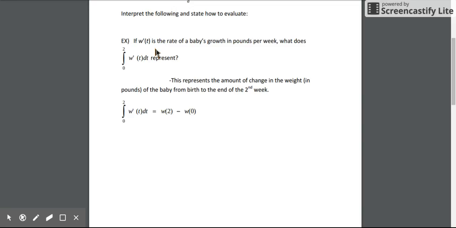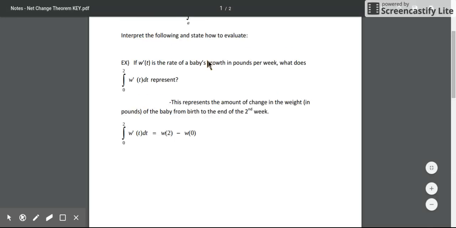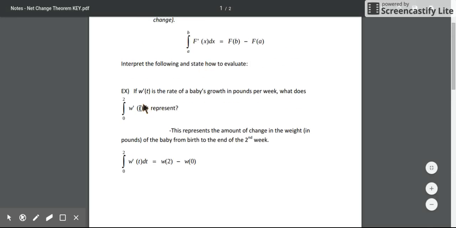So in this first example, if the rate of change of a baby's growth measured in pounds per week is represented by this, then what does this represent? Well, this represents the integral of the rate of change. So it'll be the amount of change of whatever we're changing. So go back and look at what we're changing. We're changing the baby's growth, or essentially the weight.